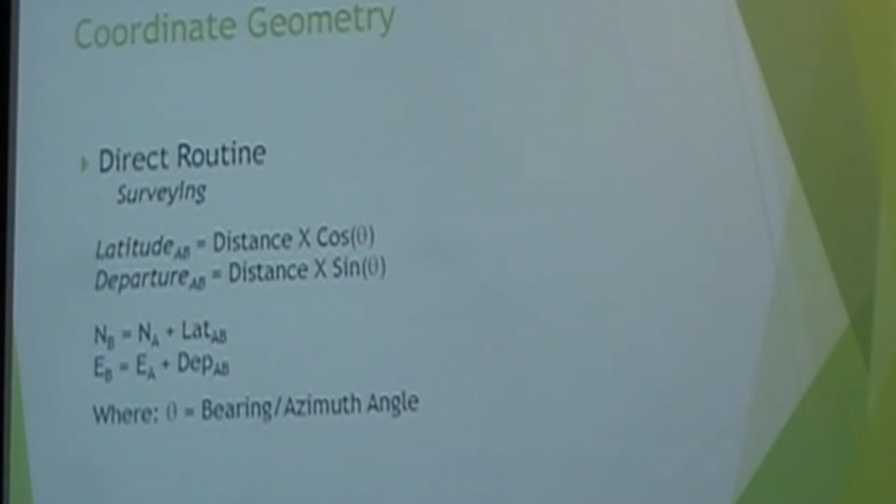Now theta can be expressed as either bearing or azimuth. The advantage to azimuth is that if you use an azimuth, you're going to get a sign correctly from your calculator. So you'll get the negative or the positive sign. If you use the bearing angle, it will be up to you to determine whether you're positive or negative on your latitude and departure. Because a bearing angle is between 0 and 90, cosine and sine between 0 and 90 are always going to be positive.